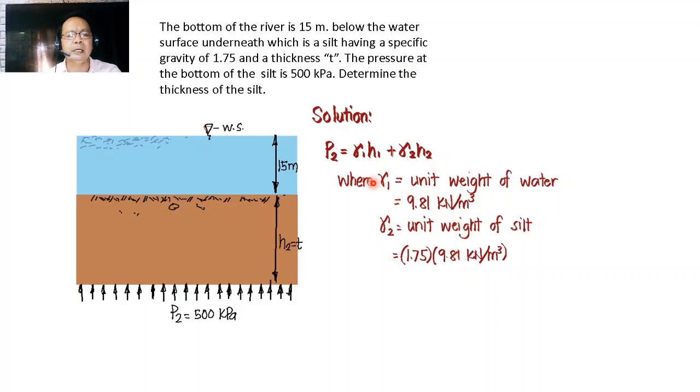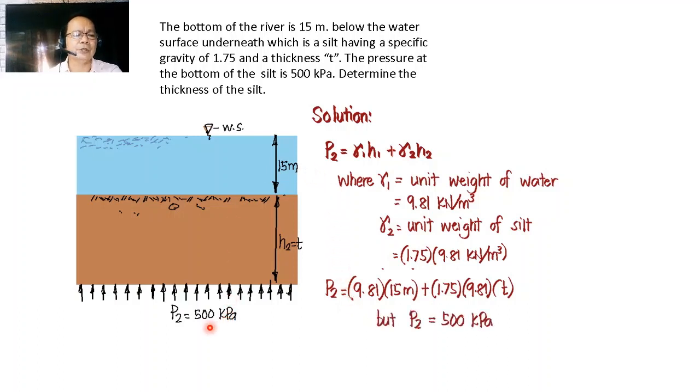And if this will be substituted in this equation, then we can find that P sub 2 is equal to 9.81 multiplied by 15 plus 1.75 multiplied by 9.81 multiplied by T, representing the thickness of this silt. But it is given that the pressure at the bottom of the silt is 500 kilopascal, representing P sub 2. If this P sub 2 will be substituted into this equation, we can find the value of T.